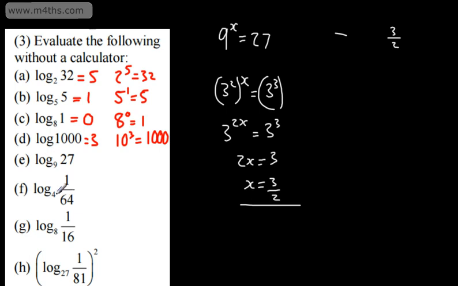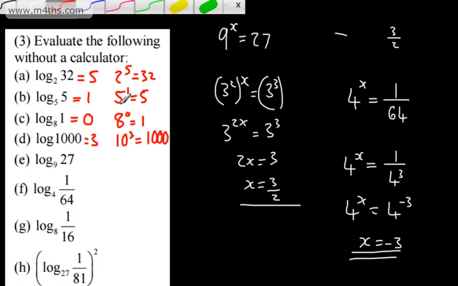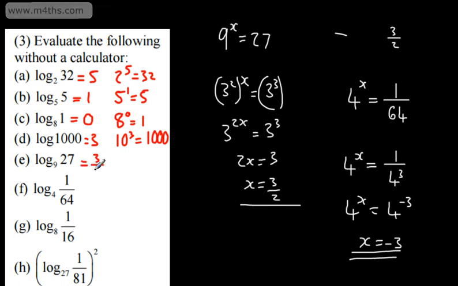Okay, what power of 4 gives 1 over 64? Well, the answer is going to be negative 3. So if we look at that one, some power of 4 is going to be equal now to 1 over 64. Again, if I write this as a power of 4, that's going to be 1 over 4 to the power of 3, which gives me 4 to the negative 3. Therefore, if the bases are the same, we can equate the powers, and x is going to be negative 3. So this is just knowing your indices. So that one's 3 over 2. That one is going to be negative 3.